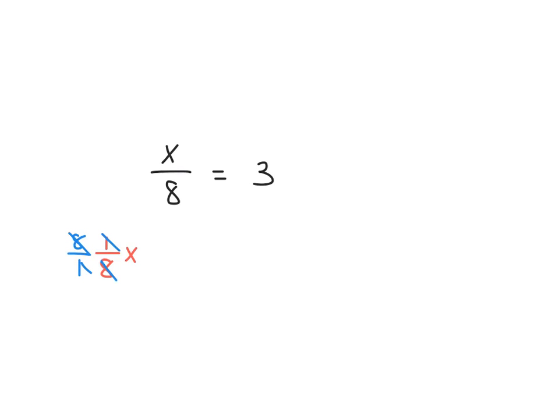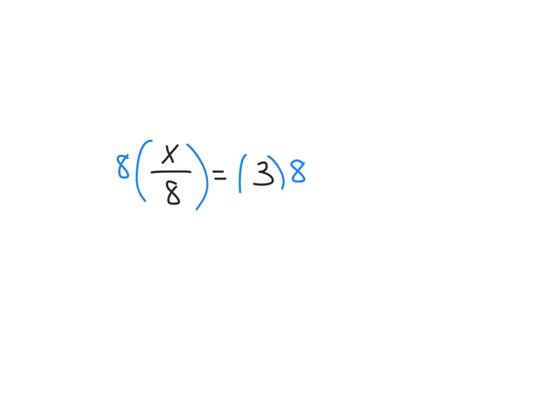So when we look at this dividing by 8, we can think, well, to undo dividing by 8, I would need to multiply by 8. So I need to multiply this side of the equation by 8, which means I also need to multiply this side of the equation by 8.